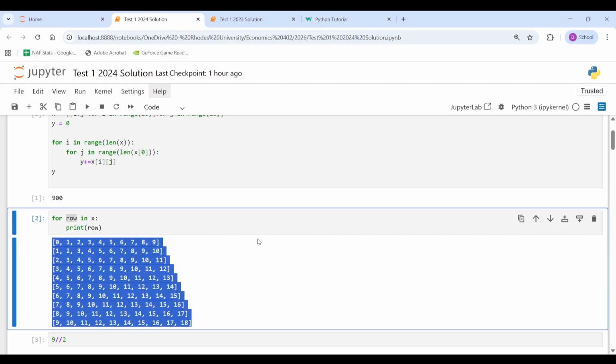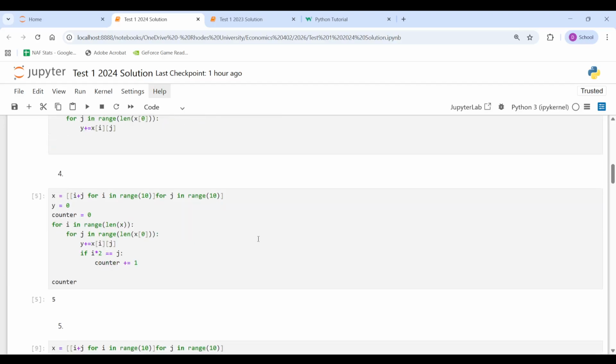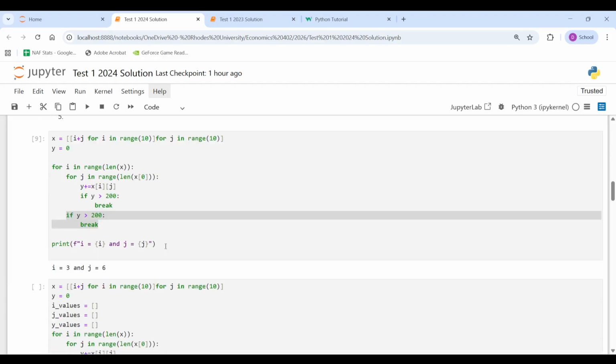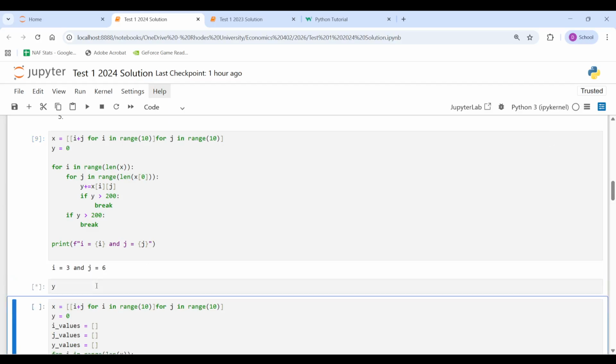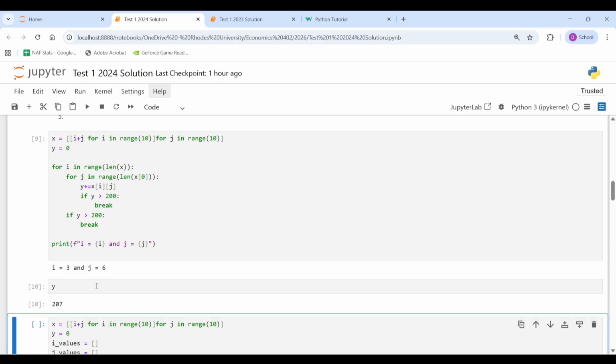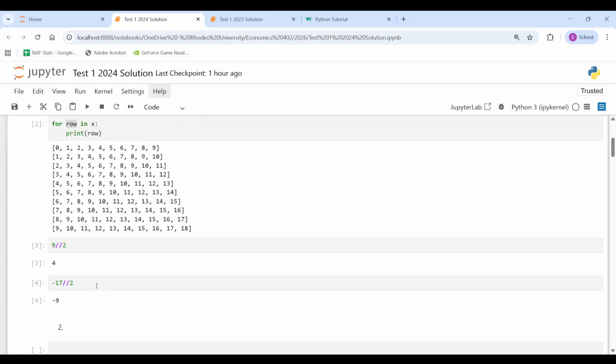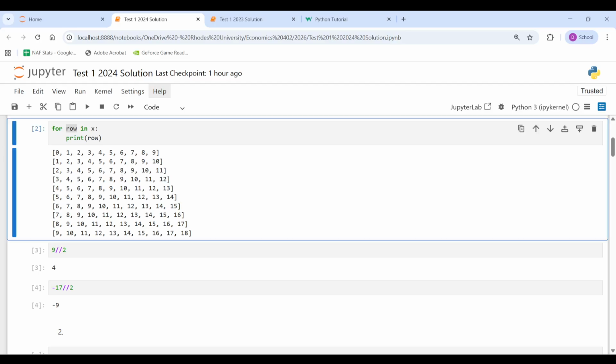Let me just check. So let's see what the value of Y is. Right, so the value of Y is 207, which means we added the 9 to 198. So it goes from 198 to 207, which means at this point, it then exceeded 200. Okay?